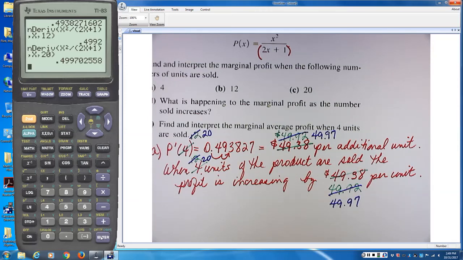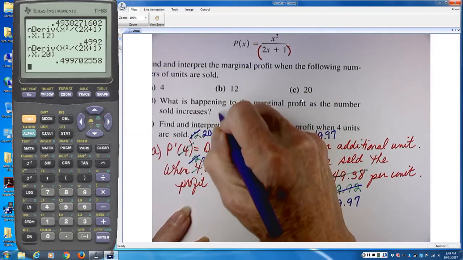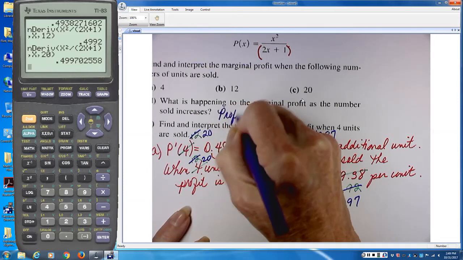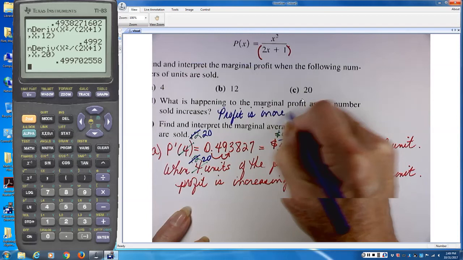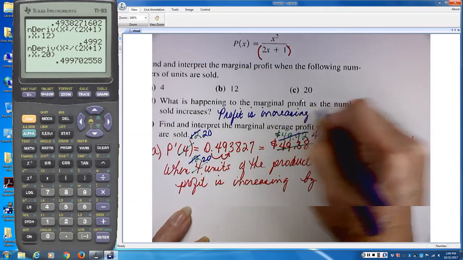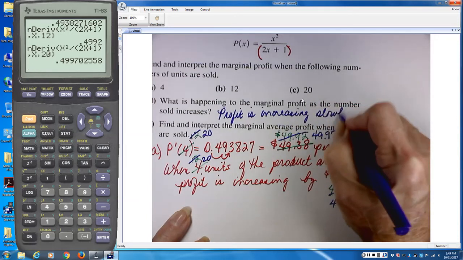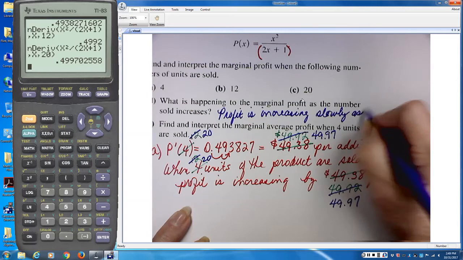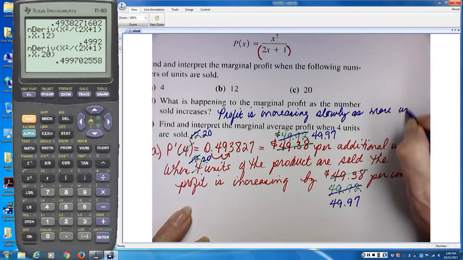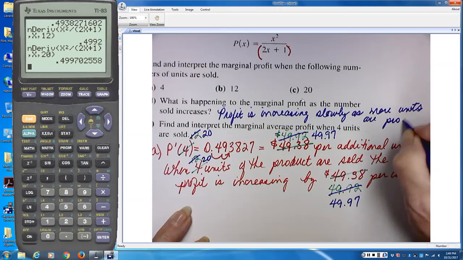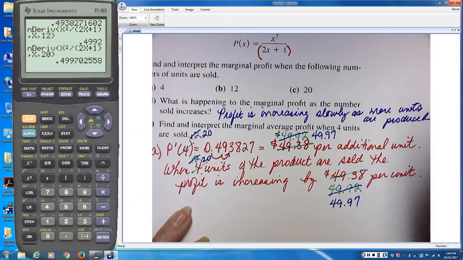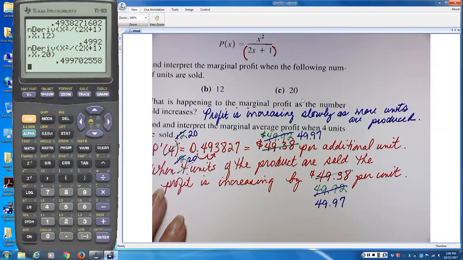So then the question says, what's happening to the marginal profit as the number sold increases? It's increasing slowly. So it's increasing slowly as more units are produced.